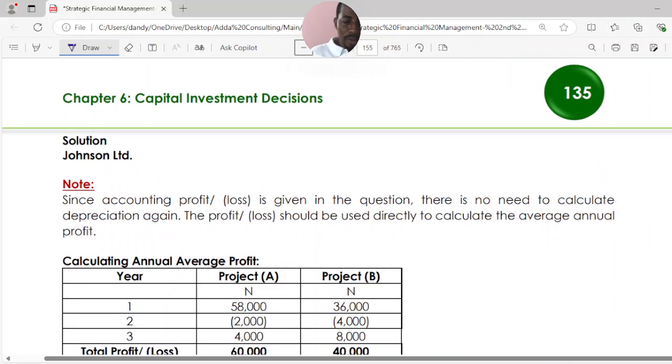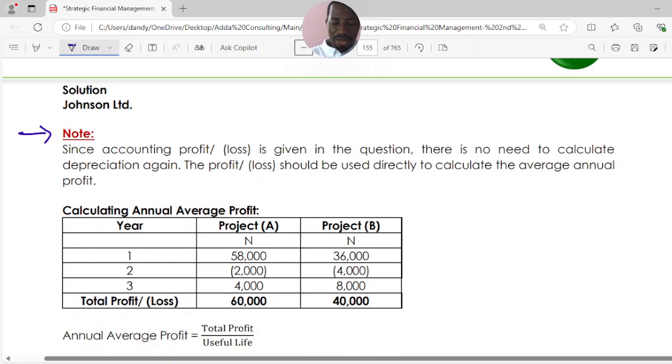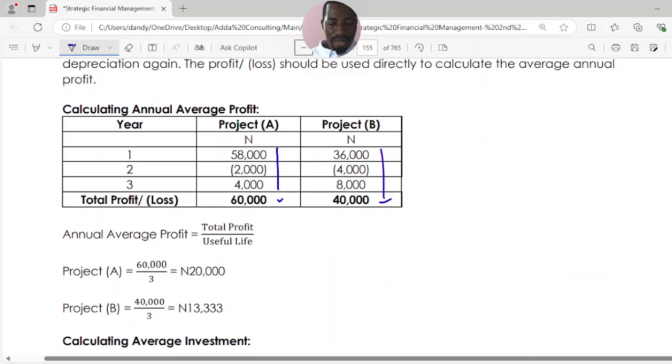So this is the solution. I provided notes. Since accounting profit or loss is given in the question, there is no need to calculate depreciation again. The profit or loss should be used directly to calculate the average annual profit, and that's what I did. You know, you sum up the 3 numbers, you get total profit of 60,000. You get total profit of 40,000, all right, for project A and B. Then you calculate average annual profit, okay, of 20,000 and 13,333.